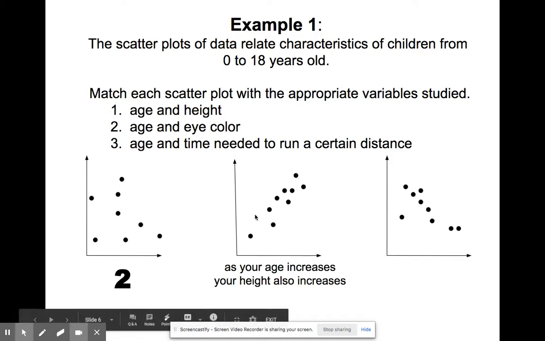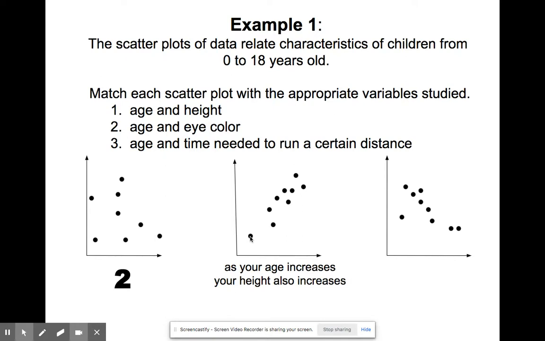Of course, question 1, age and height, we're going to see a positive correlation to that, right? Right here, this first point would be like when you're first born around 2, 3, you're pretty small, and then as you get older, you're going to see an increase in your height based off how old you get.